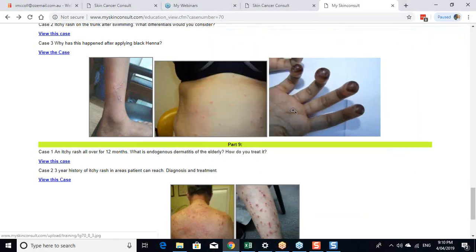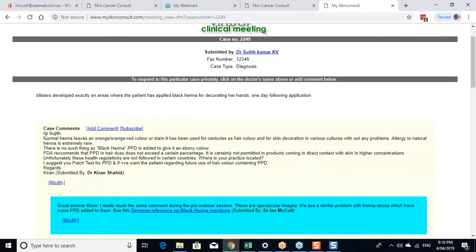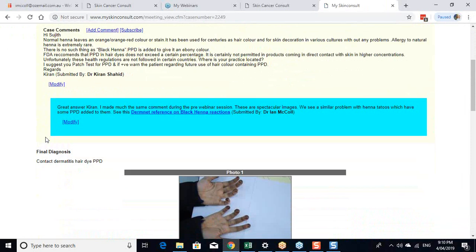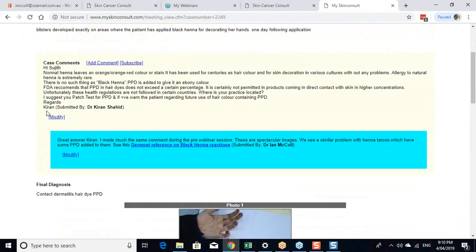Let's just have a quick look at the case. I'll bring up the case. We have to treat them with the topical anesthetic, probably. Well, I'm not quite sure of what was happening here.